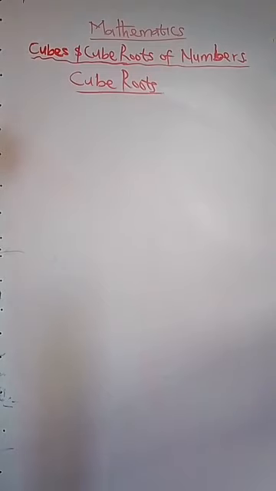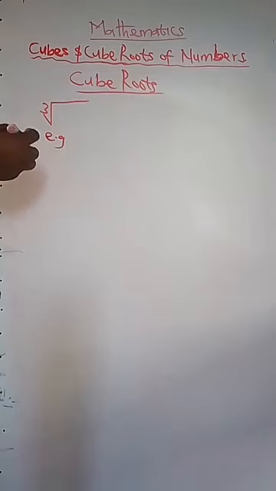Now, let's look at the cube root. The symbol of cube root is like this. This is the symbol of cube root. How do we define cube roots in mathematics? The cube root of a number is the number that when multiplied by itself twice, it gives the original number. Likewise, cube root can also be expressed as power of 1 over 3 or power of 1/3.